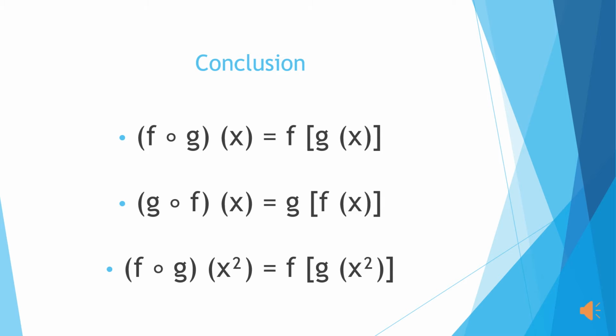And the conclusion is, f of g(x) is equal to f(g(x)), and g(x) is an object of function f. Second, g of f(x) equals g(f(x)), and f(x) is the object of g. And lastly, f of (g(x)) to the power of 2 equals f((g(x)) to the power of 2), and (g(x)) to the power of 2 is the object of function f.